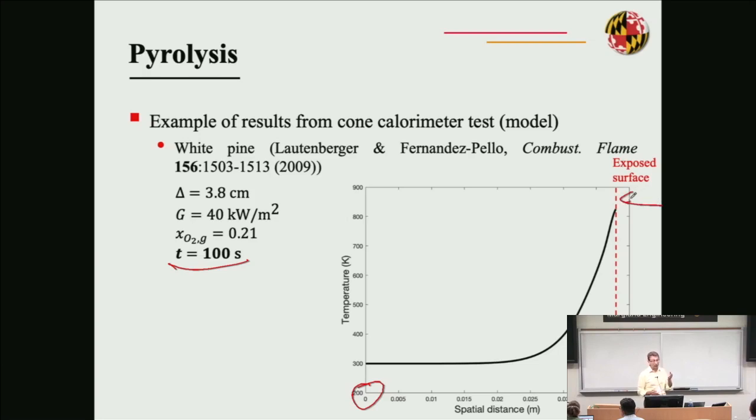So not surprisingly, if you look at temperature, you expect temperature to be high on the right-hand side of that plot because this is where the heat is coming, and that heat is slowly diffusing inside the sample.